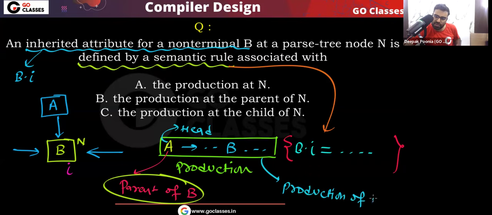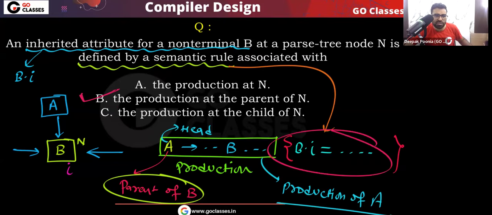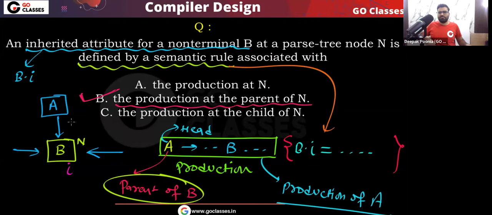Then this is the production of A. Means this is the production of parent. So I can say the answer will be option B. Means this semantic rule is associated with the production at the parent of N. Okay, is this clear? Please tell me.